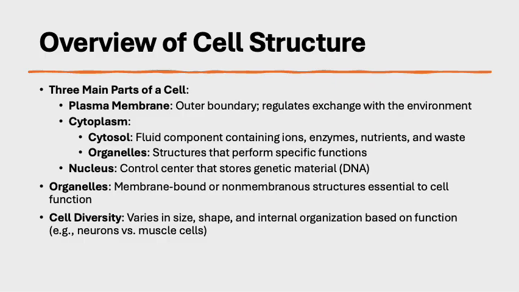Despite the incredible diversity of cells in the human body, they share a common organizational plan. Most cells are built around three main components: a boundary that separates the cell from its surroundings, an internal fluid-filled region where cellular activity occurs, and a control center that houses genetic material. Within the cell, specialized structures called organelles carry out specific tasks, like departments within a factory. Variations in size, shape, and internal organization allow different cells to perform very different functions while following the same basic blueprint.